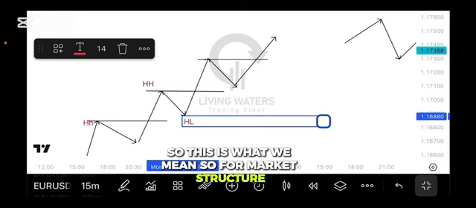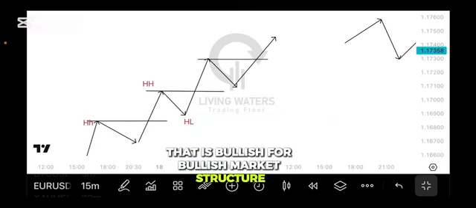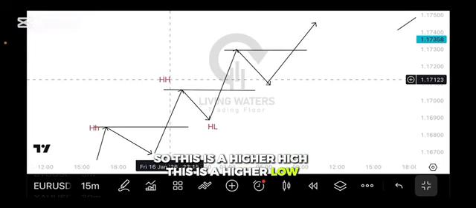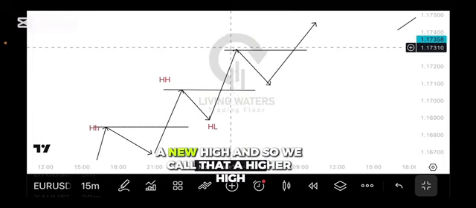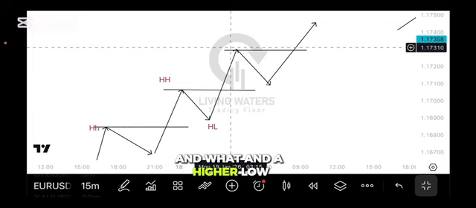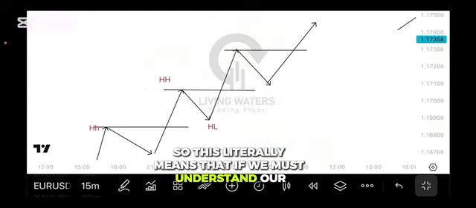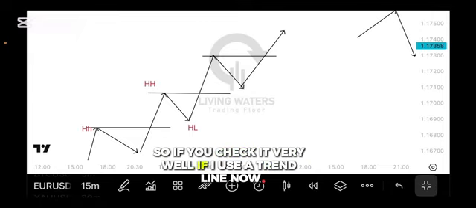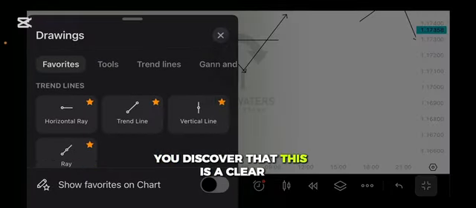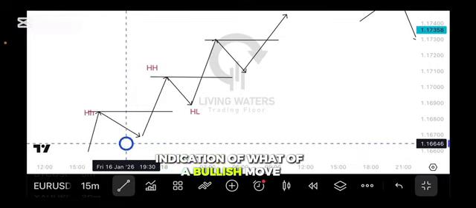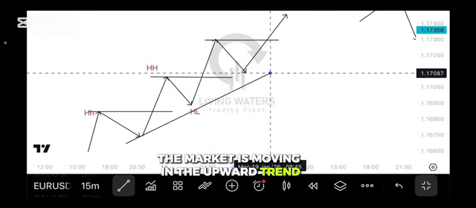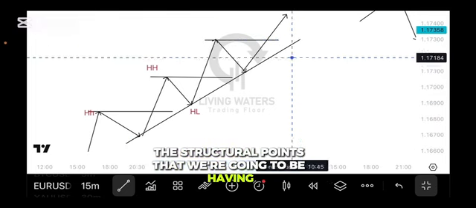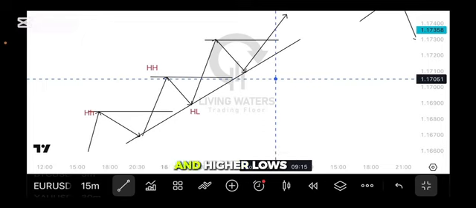So for a bullish market structure, you discover that new highs will be created. This is a higher high, this is a higher low. The next one will also be a new high, so we call that a higher high and a higher low. This literally means that if we must understand market structure, we cannot do away with these structural points. If I use a trend line now, you discover that this is a clear indication of a bullish move. The market is moving in an upward trend. So this is an uptrend market, and the structural points will be higher highs, higher lows, higher highs, and higher lows.